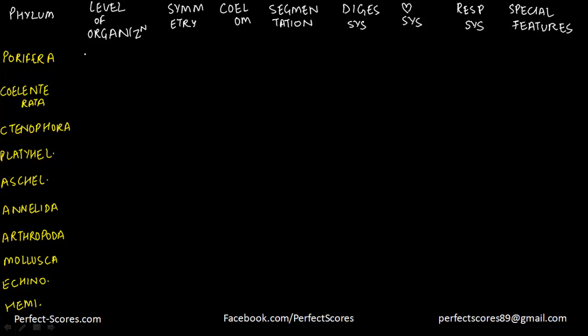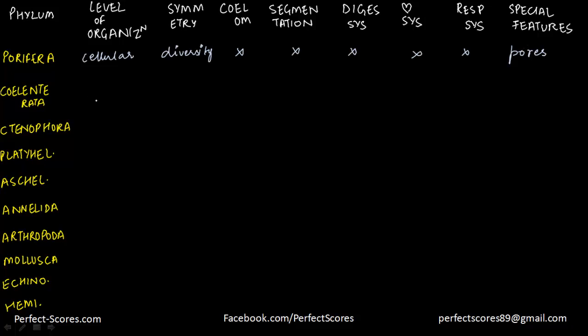Now, you know that their level of organization is cellular. Symmetry is there, but there is a diversity in the kind of symmetry that is present. The coelom is absent in them, segmentation is absent in them, digestive system is absent in them, circulatory system is absent, respiratory system is absent. The distinctive feature is that they have got pores. So those are the features of Porifera.